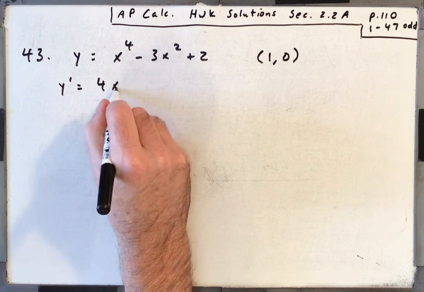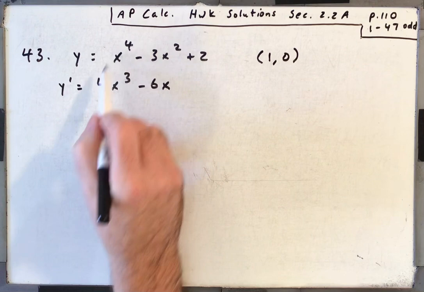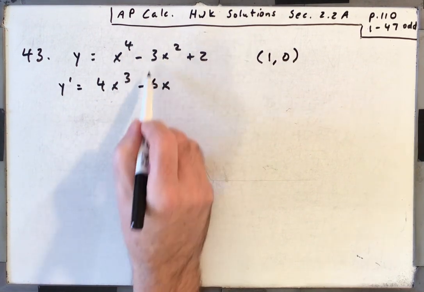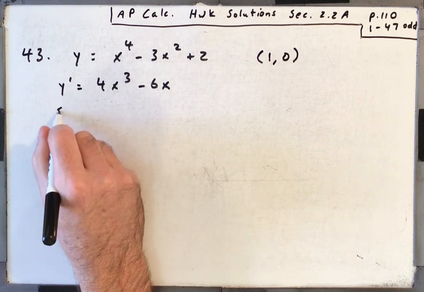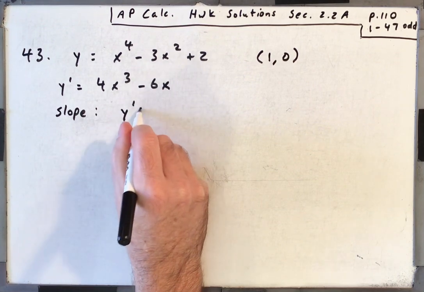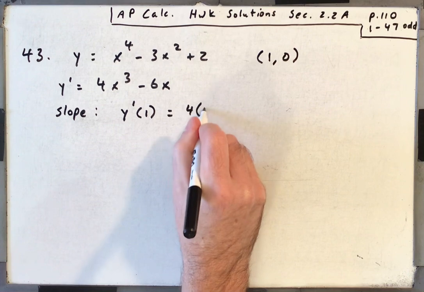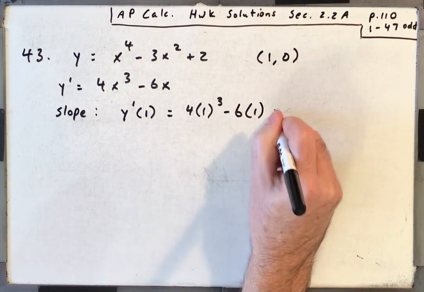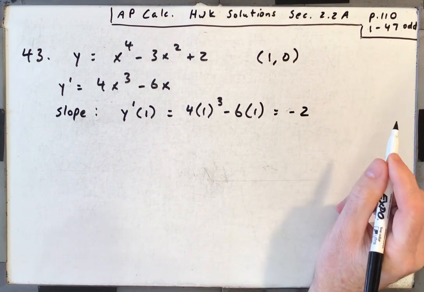That's 4x cubed minus 6x. 4 times x, and then subtract 1 is 3. 2 times 3 is 6, subtract 1 would just be x, and the 2 goes away. The slope is going to be y prime of the x value, which is 1. So that's 4 times 1 cubed minus 6 times 1. So that's 4 minus 6, negative 2.